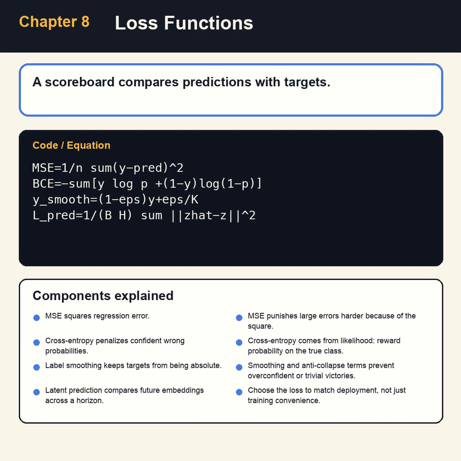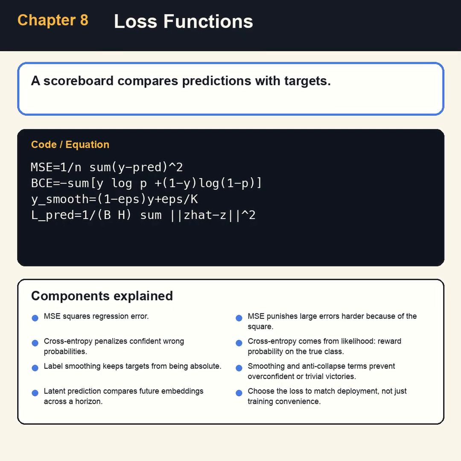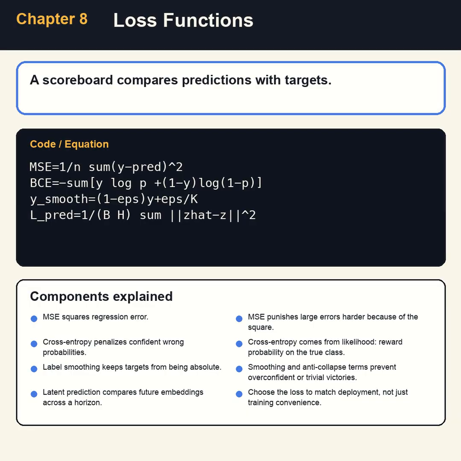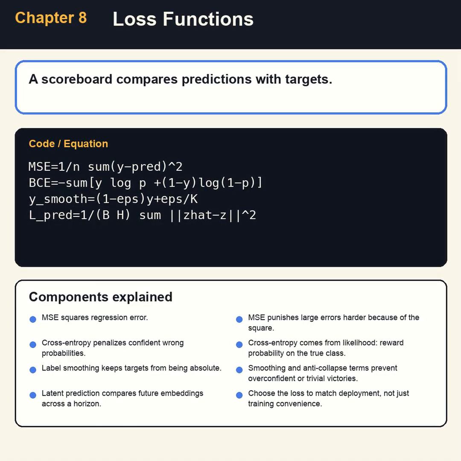Loss functions. Real-world analogy. Use scoring systems like archery. Measure distance from the bullseye for regression or target zone confidence for classification. MSE fits numbers. Cross-entropy trains classifiers. Label smoothing improves calibration. Multi-step latent losses train future representations. And anti-collapse terms keep embeddings informative.